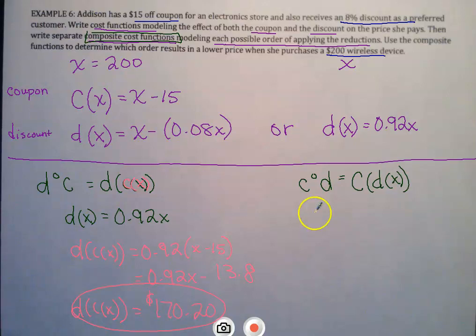For writing your c of d of x, you get 0.92x. Let me redo this. It won't erase. Then minus 15, which ends up giving you $169. So which one is cheaper? c of d.